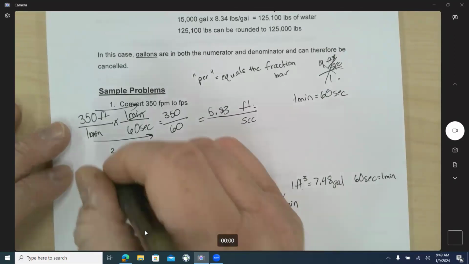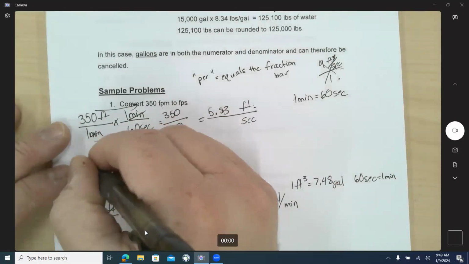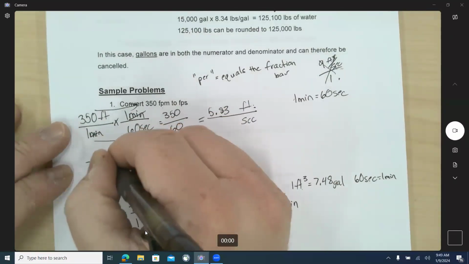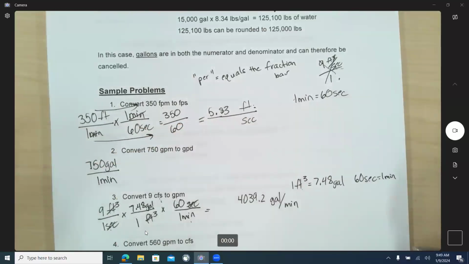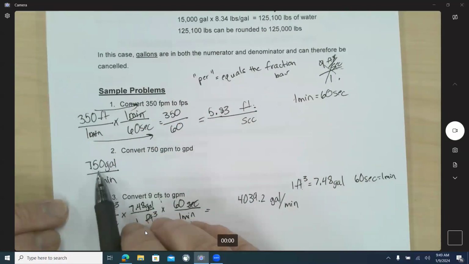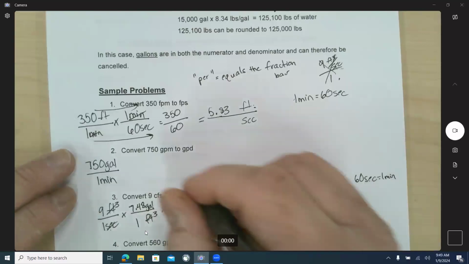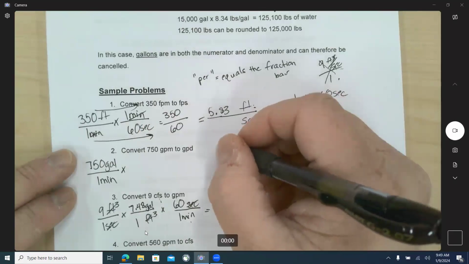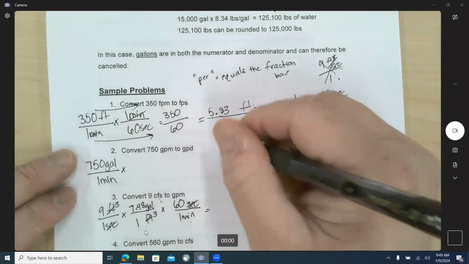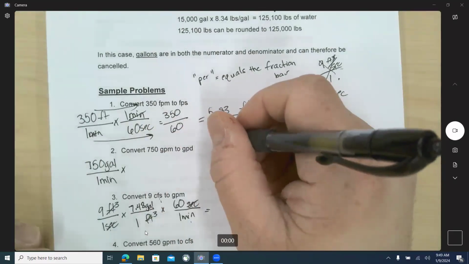All right, the next one is convert 750 gallons per 1 minute. If you haven't realized, when I'm writing out the units, I write them as I say them. 750 gallons per 1 minute. All right. Well, I need to get it to gallons per day. So I'm going from minutes to days. So I'm going up in units, so to speak.